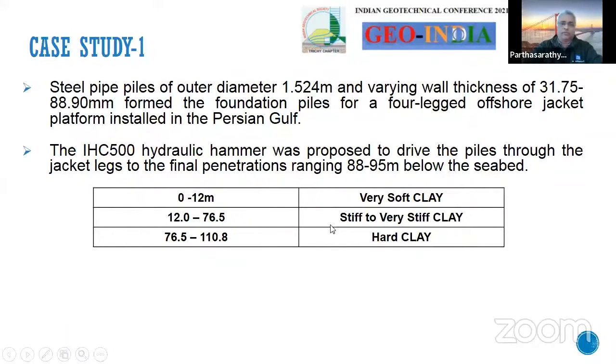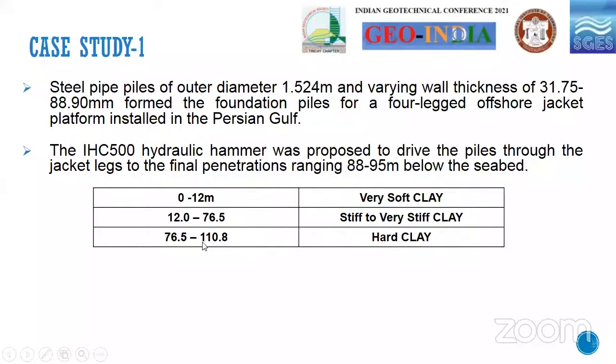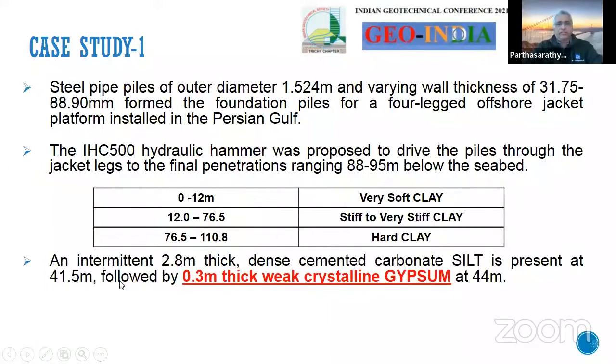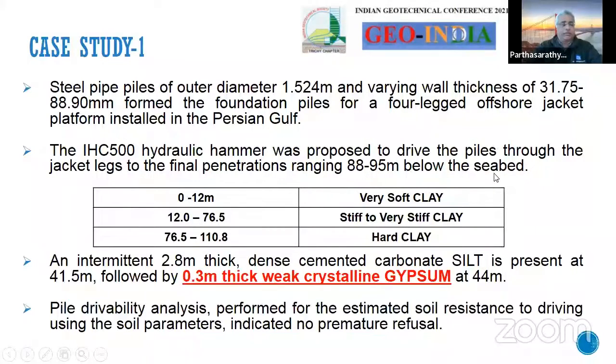Soft clays up to 12 meters, stiff to very stiff up to 76, and hard clays below 76.5 meters. But there was an intermittent silt layer at around 45 meters, and the bore log indicated a 0.3 meter thick gypsum layer at 44, which apparently was not quantified properly. We do not know the reasons, whether it was a poor geotechnical investigation or perhaps lateral variability at the site itself. But this was only captured to have a thickness of 0.3 meter.